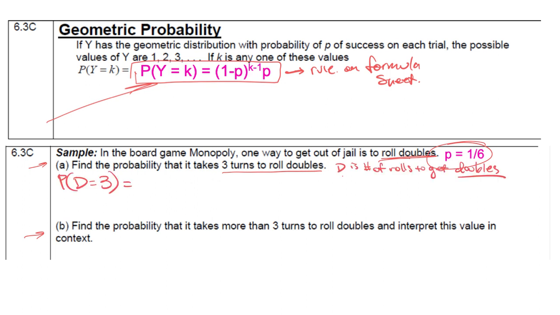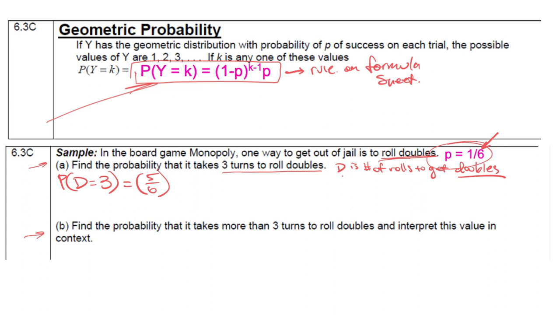So we need to set D as the variable, the number of rolls to get doubles. It's geometric. We know we either succeed or fail. It's independent. The first roll has nothing to do with the second roll because you pick the dice back up and you shake them and mix them up. We're counting the number of trials till we succeed, and we know the probabilities. So if p is 1 out of 6, that means 1 minus p is 5 out of 6.